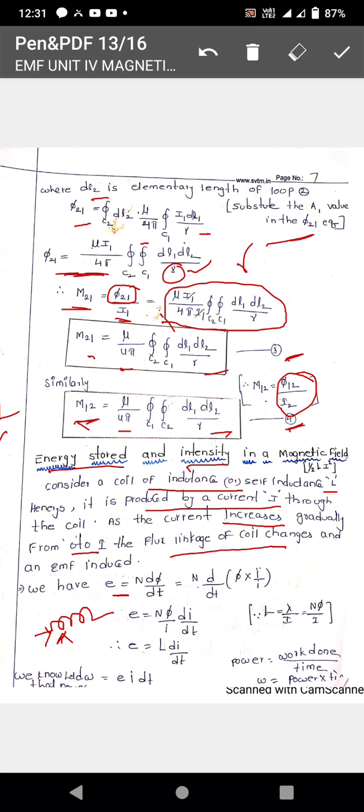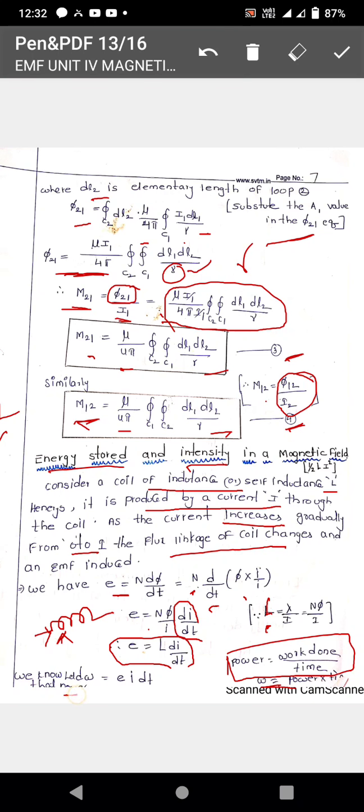According to Faraday's laws of electromagnetic induction, E equals N d phi by dt. Phi can be written as phi into I by I if you multiply. Similarly, inductance L is lambda by I, that is N phi by I. So E equals N phi by I into di by dt. We already know that E equals L di by dt, the EMF induced in a coil. Power equals work done divided by time, or work done equals power into time, or energy equals power into time.